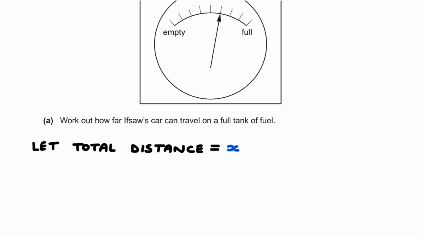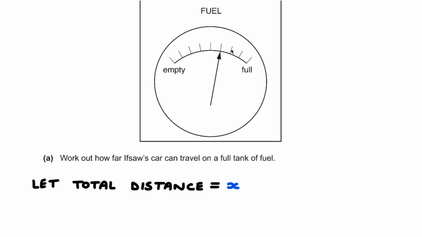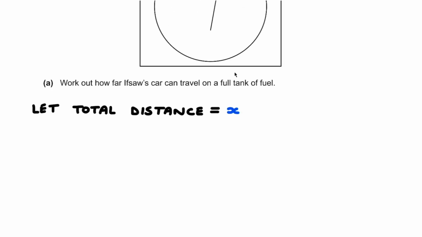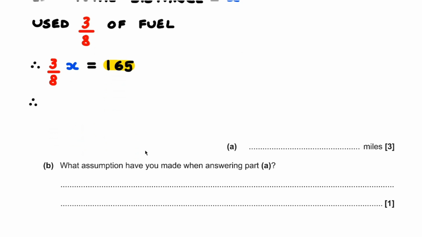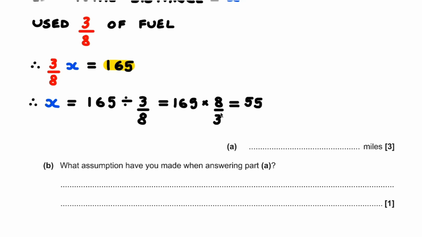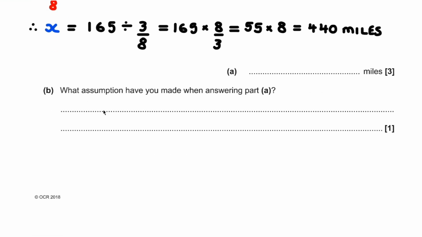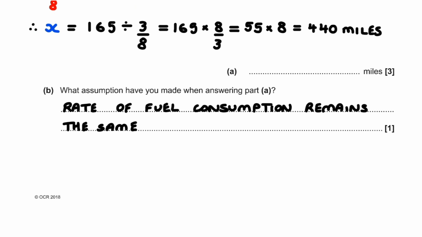Now, you can see from here how much fuel we use. Out of 8 parts, we only have 3/8 of fuel which is used. So 3/8 of x is equal to 165, and we need to find out what x is. So x is 165 divided by 3/8, which is 165 multiplied by 8 over 3. So we have 55 multiplied by 8, which is 440 miles. Part B, what assumption have you made when answering part A? Well, the rate of fuel consumption remains the same.